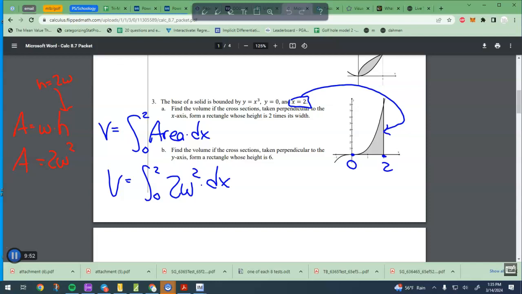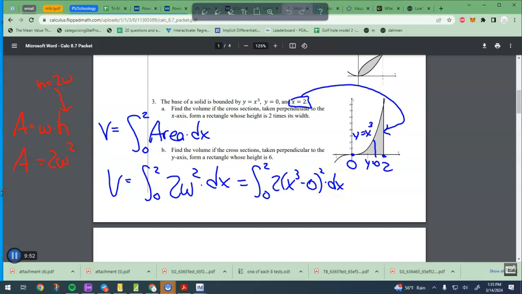And then the width, we're perpendicular to the x-axis, so it's that distance. Top minus bottom, right? So this top one is y equals x to the third. This bottom one is y equals 0. So this is going to be the integral from 0 to 2 of 2 times the width squared. Well, the width is just top minus bottom, so it's x cubed minus 0.